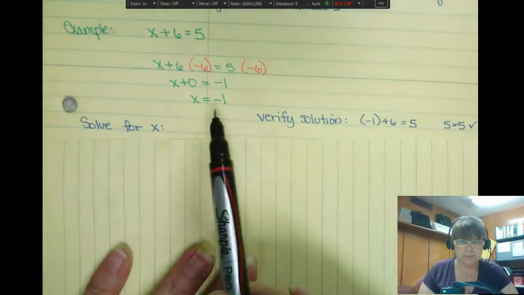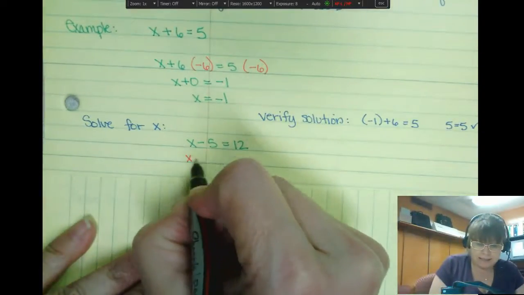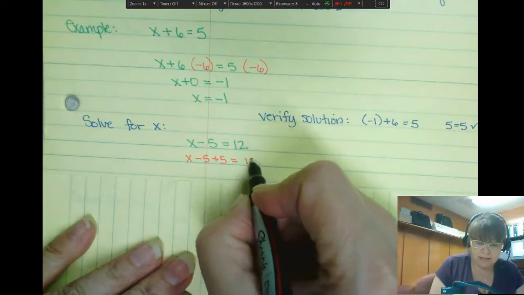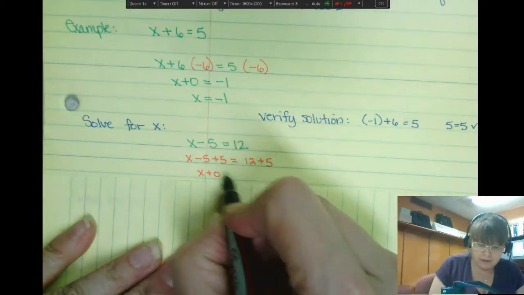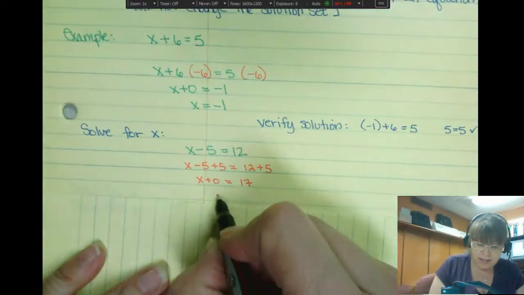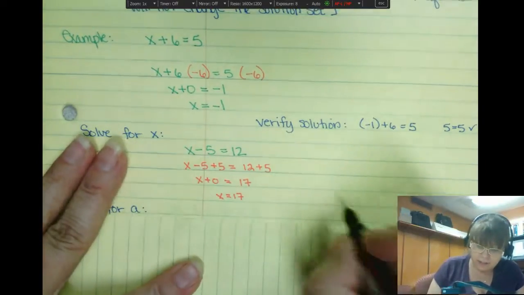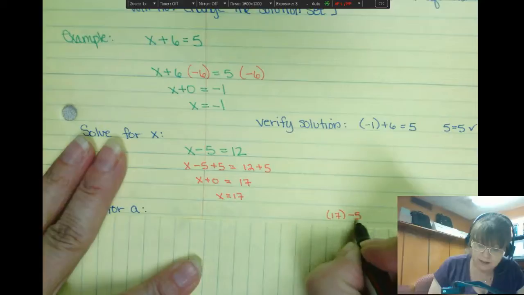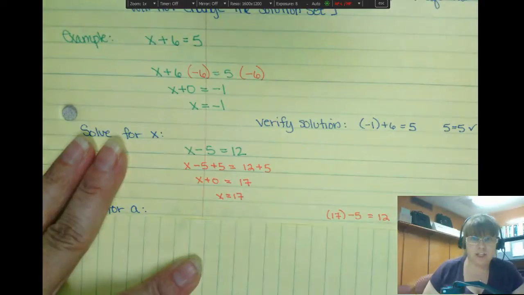Now, using the concept, let's solve for x. x minus 5 equals 12. I'm going to add 5 to one side, as well as add 5 to the other side of the equation. x plus 0 equals 17, so x equals 17. And again, we want to verify our solution, so let's plug in 17 wherever there's an x. 17 minus 5 equals 12. 12 equals 12. Yes, that checks.